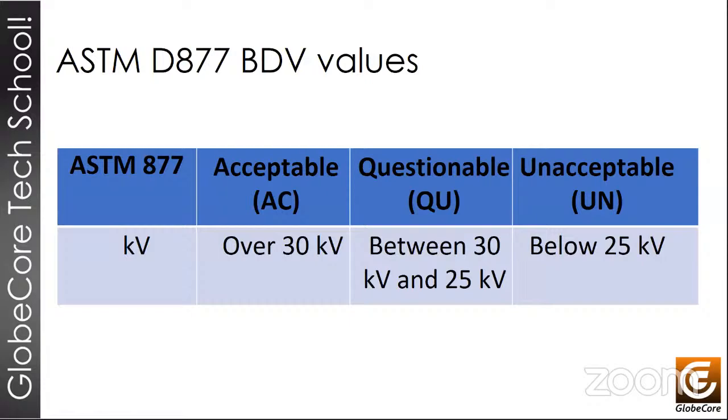Here you can see how ASTM D877 treats acceptable values for the oil. Anything acceptable is a breakdown voltage above 30 kilovolts. Anything that falls in the range between 30 and 25 kilovolts is questionable and may require further attention. And anything below 25 kilovolts is unacceptable, as such oil must not be used in the transformer. Next, please.